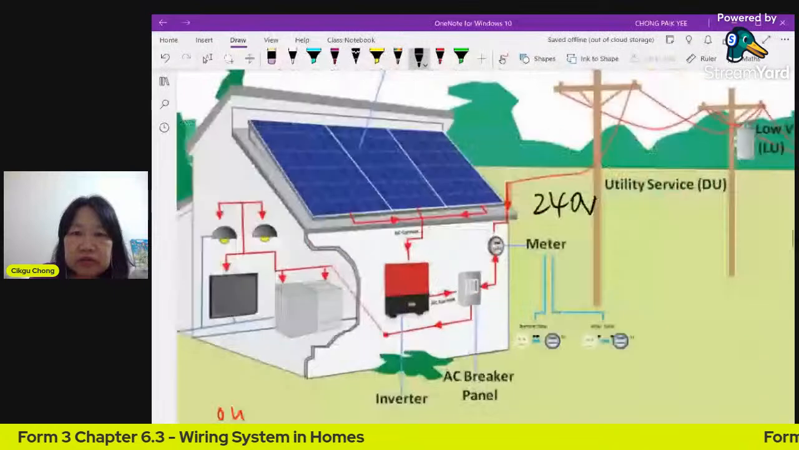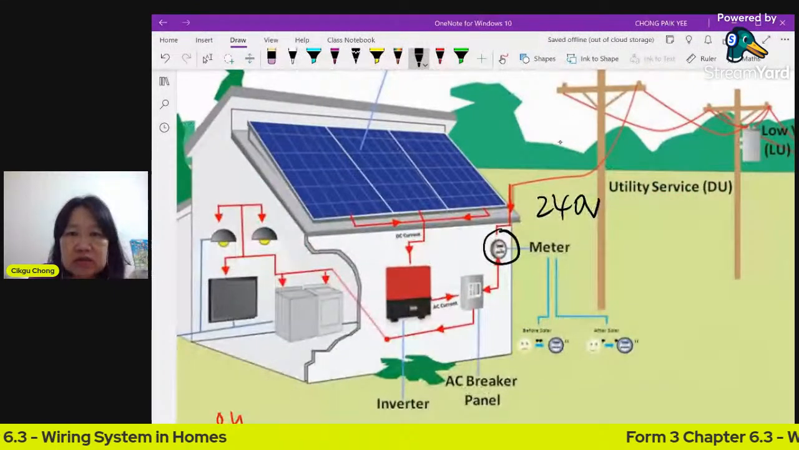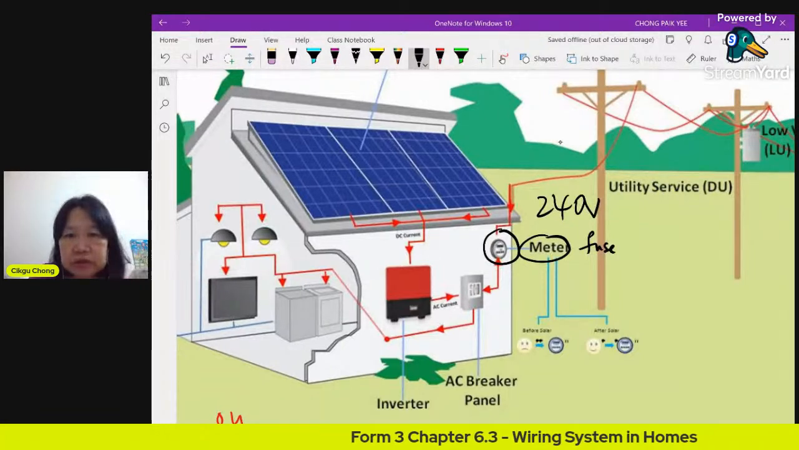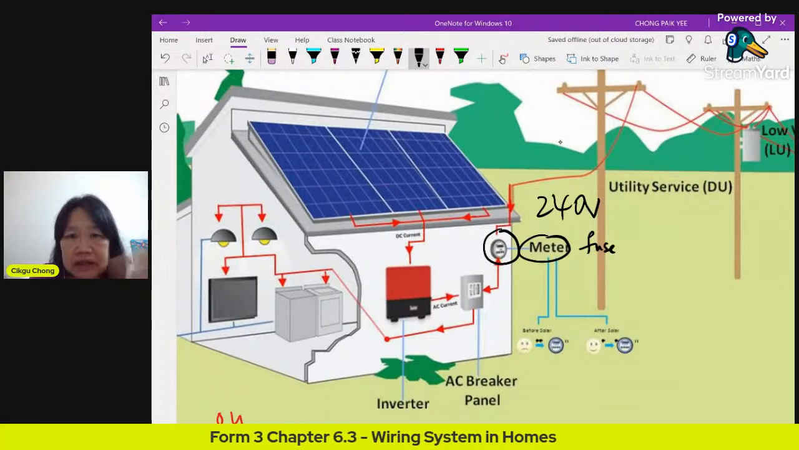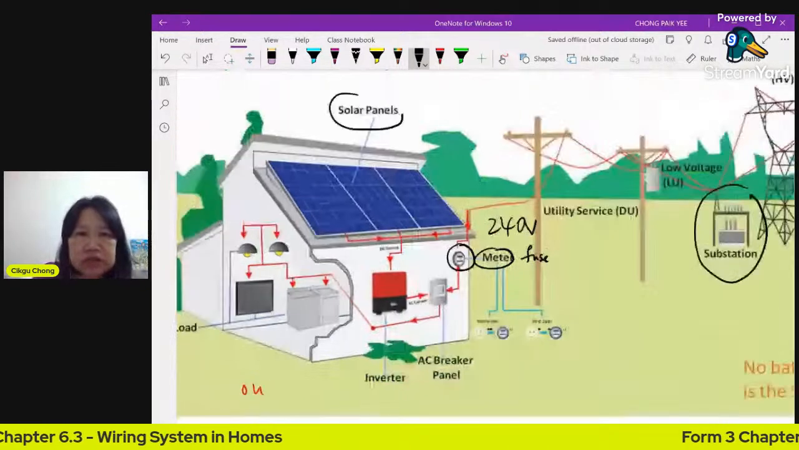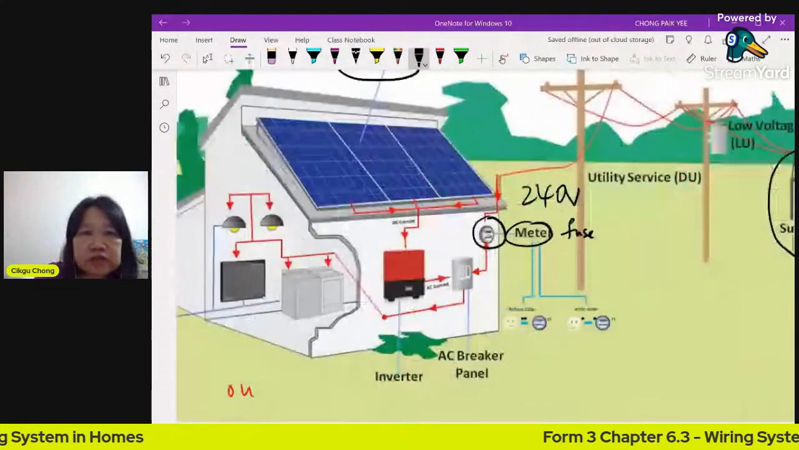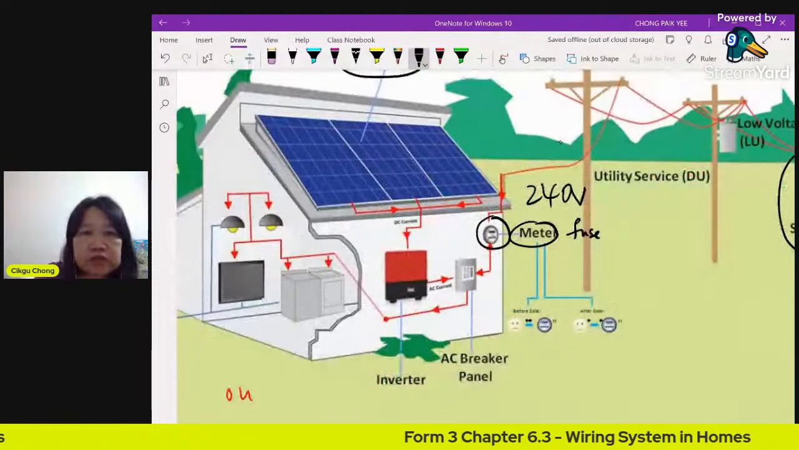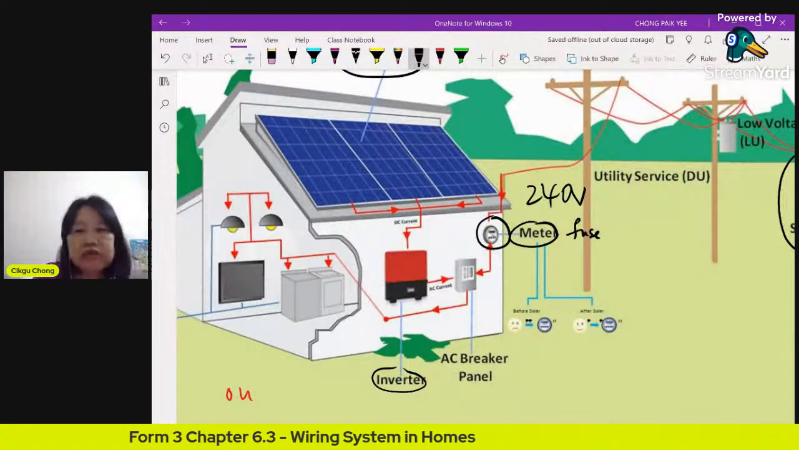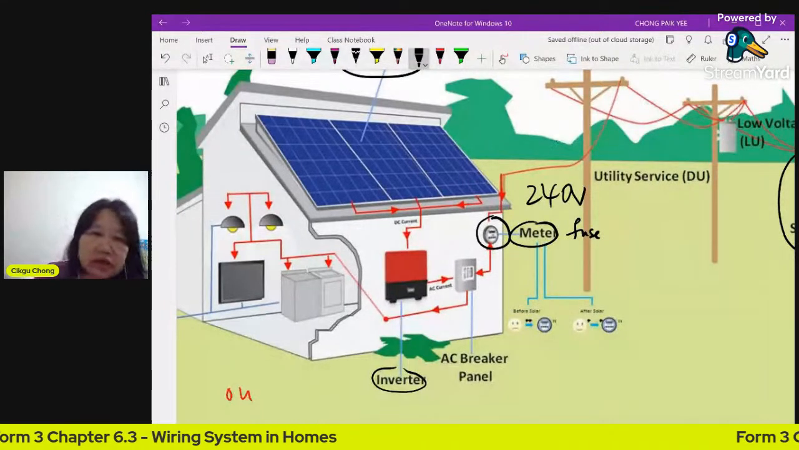So when it comes to your house, first thing it enters is your meter. And of course, there is a fuse here also. This is outside. Then after that, it goes into your house. Now this one, they put an additional one. If you have solar panel, you have an additional thing, an inverter, to convert your AC to DC and so on, and it works into your house.